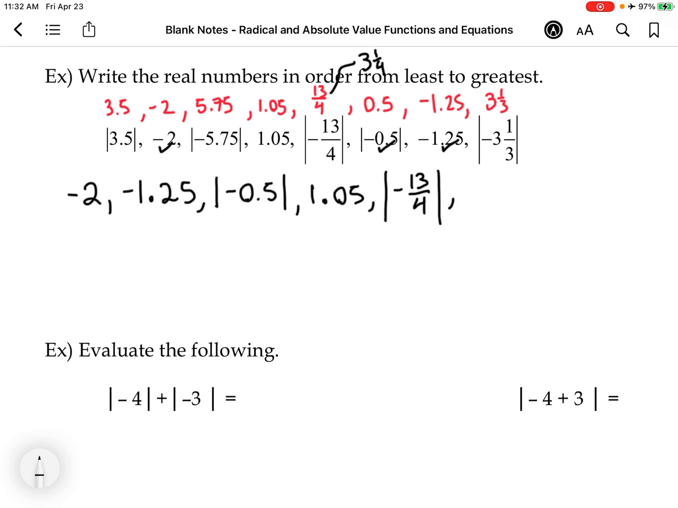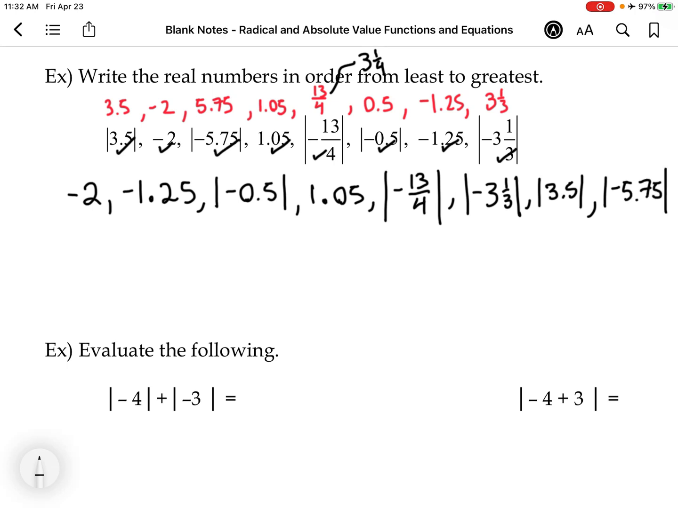And then 3 1/3 comes next, and the form of the number that we were given for that is -3 1/3. So I'll check that off. And then the next one is 3.5, which the version was the absolute value of 3.5. Check that off. And oh, I forgot to check off 1.05, but I did use it. And then the last one, which is the greatest value, is the absolute value of -5.75.